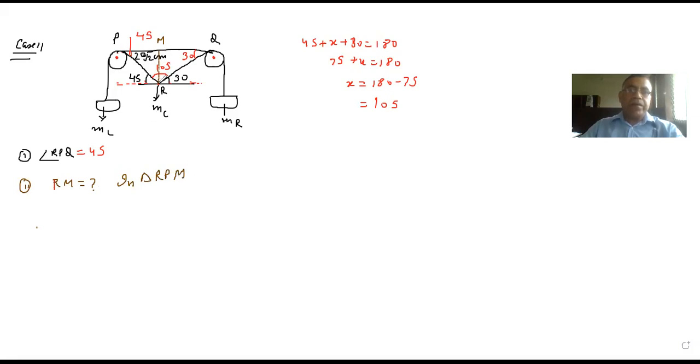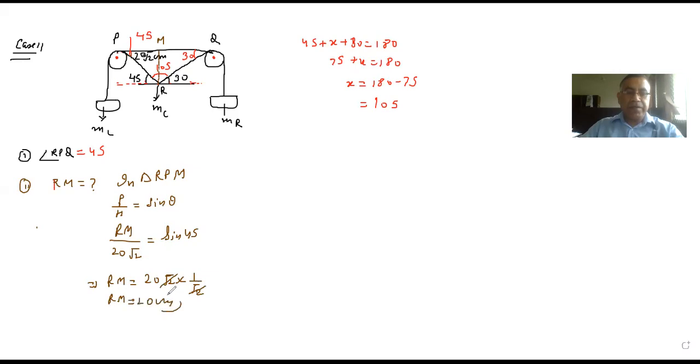RPM. This is perpendicular. So perpendicular over hypotenuse is equal to sine theta. RM I want to get. Hypotenuse is given 20 under root 2. Theta is 45, so sine 45. Which implies RM is equal to 20 under root 2 times 1 by under root 2, it goes. So the length of RM is 20 centimeters.